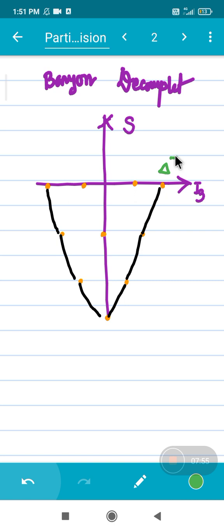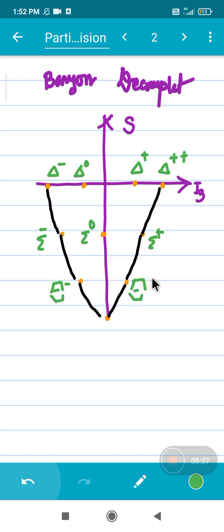Here will be delta plus plus, delta plus, delta 0, delta minus. Here will be sigma minus, sigma 0, sigma plus. Here will be cascade minus, cascade 0, and here omega minus.